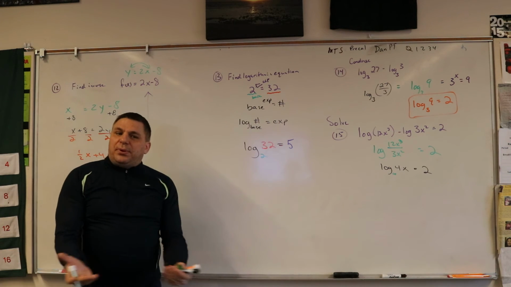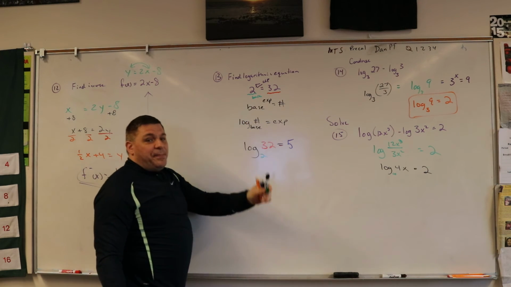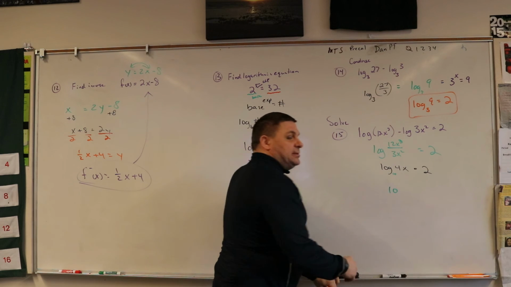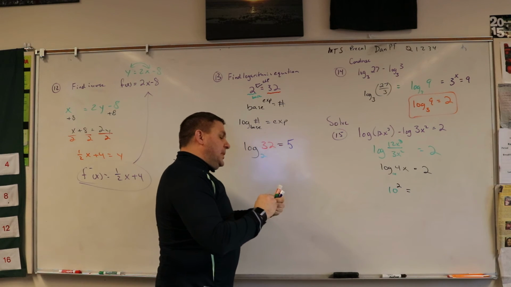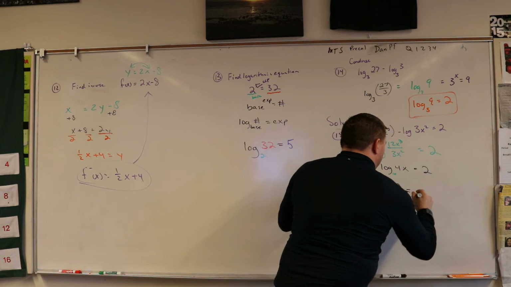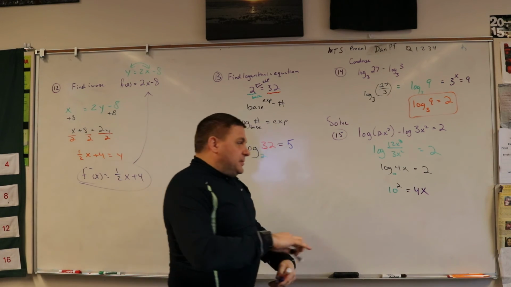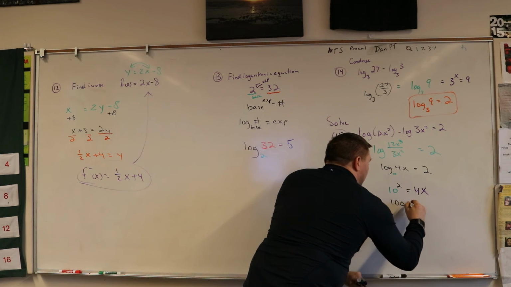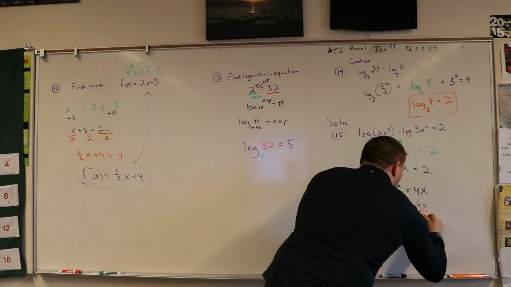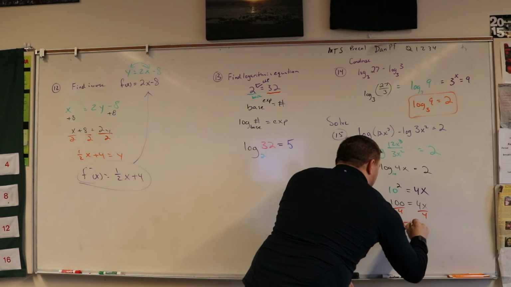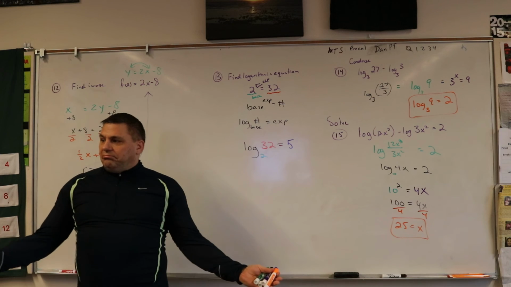And so now if we want to plug that back into exponential, we want to plug it back into that exponential property, we can say the base is raised to the exponent and it is equal to the number. And now it's pretty easy to solve. 100 is equal to 4x. And if I divide by 4, then I get 25 is equal to x. And there it is.